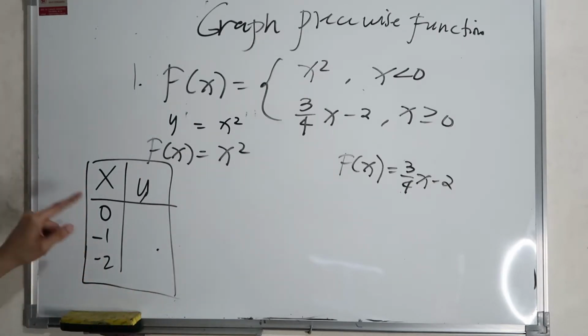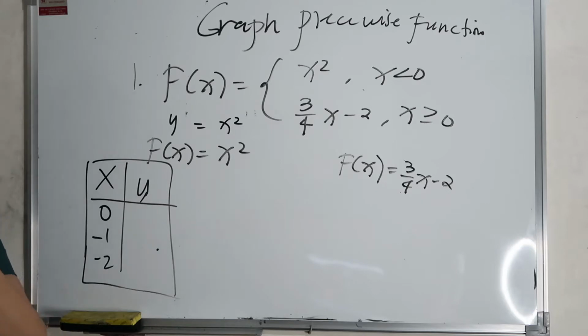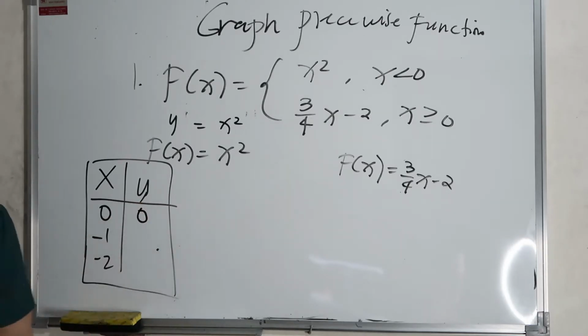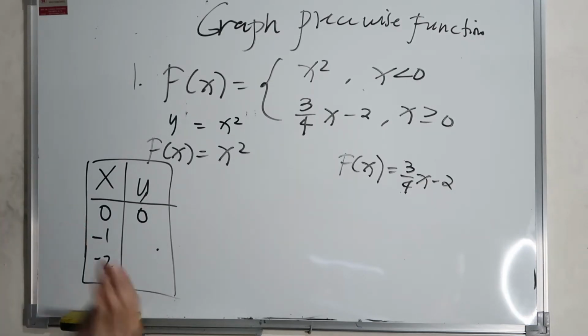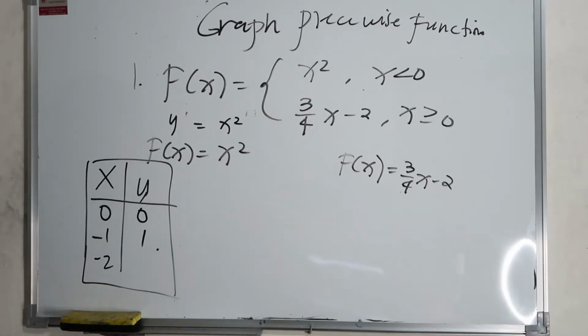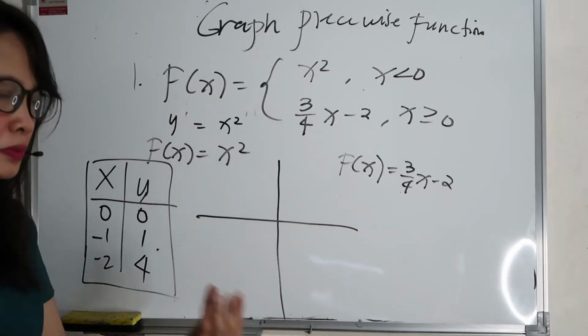So if x is 0, what is the value of y? Anyone? Okay, 0. If x is negative 1, what is the value of y? Okay, 1. If x is negative 2, what is the value of y? Okay, 4. So we need to plot those ordered pairs.